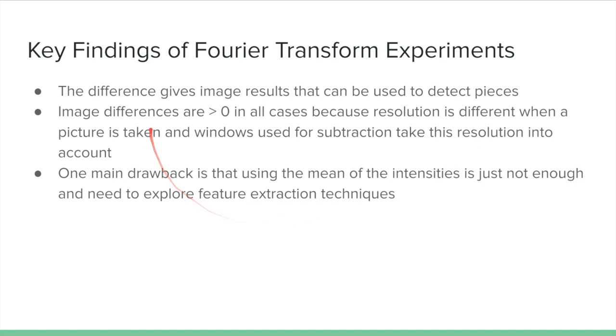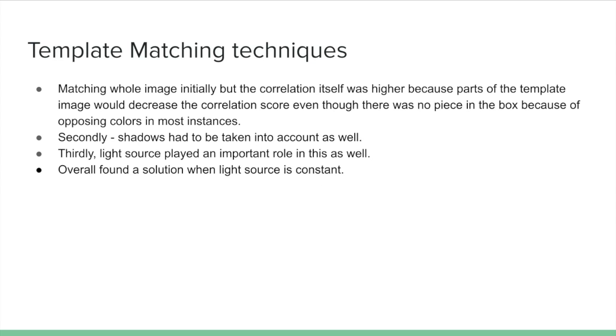So the key findings are that the difference gives image results that can be used to detect pieces, of course, which I went over. Image differences are greater than 0 in all cases because resolution is different, which was also an issue, and I gave an example of that earlier, even when discussing Otsu. And the biggest drawback is that the mean intensity is just not enough, and we also need to be able to explore feature extraction. The next technique that I used was template matching, and this one was the one that gave the most convincing results.